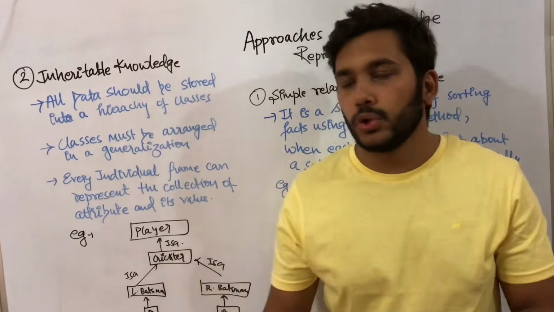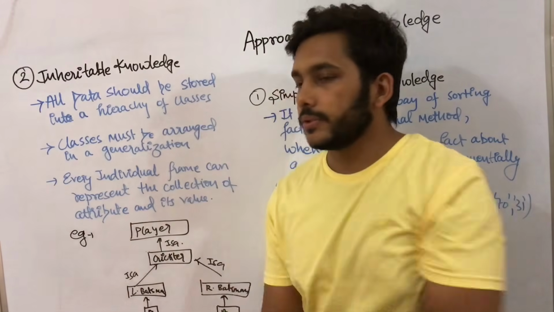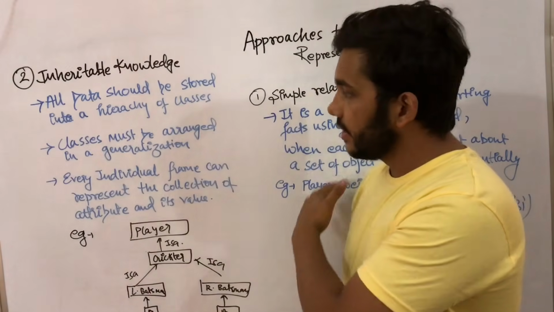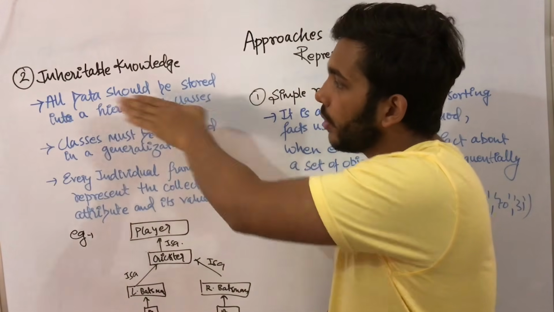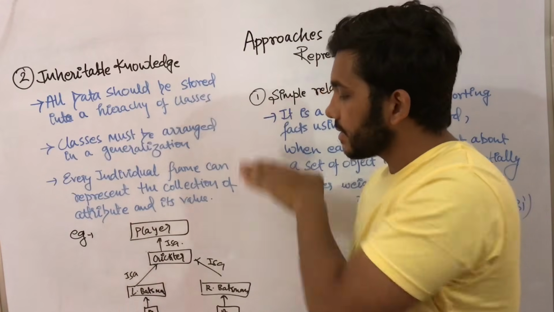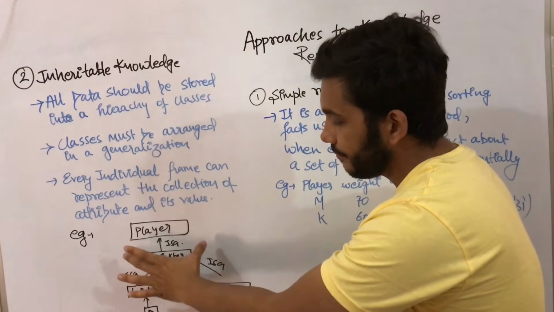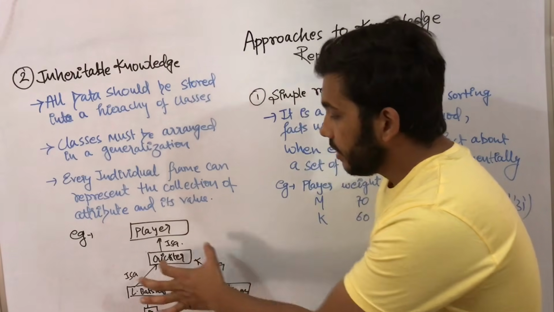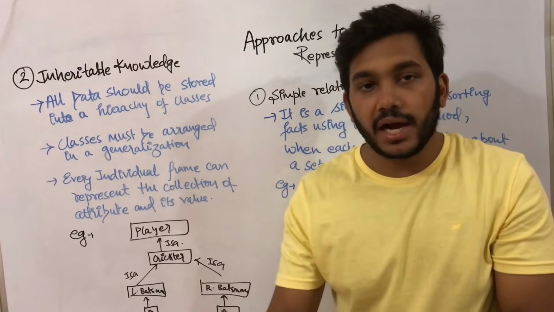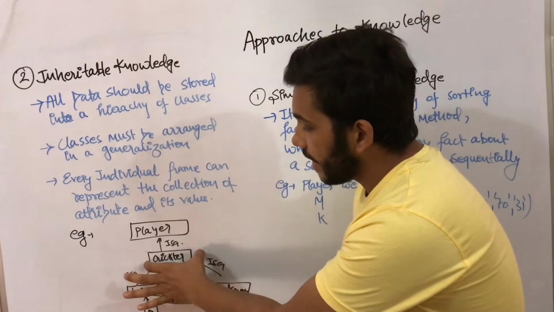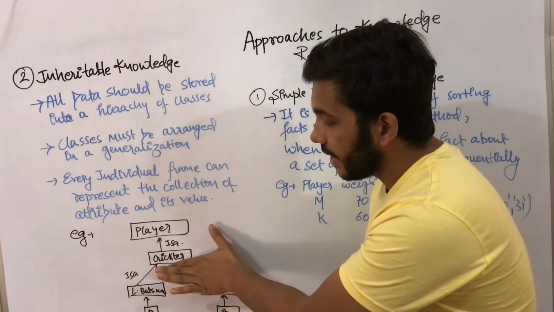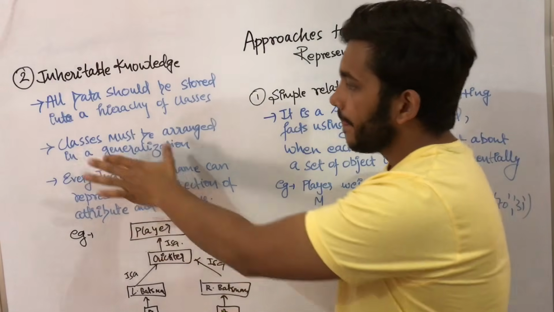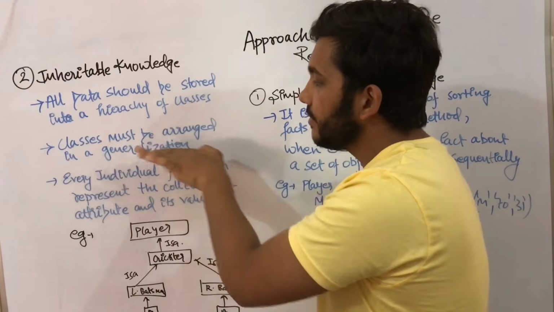Now coming to the second approach, that is the inheritable approach. This is a bit different from the relational approach, as in this approach all data should be stored in a hierarchy of classes. Suppose there is a class named cricketer, and there can be a lot of cricketers. Cricketer is a class, but a cricketer is a player. So the cricketer class is inherited by player.